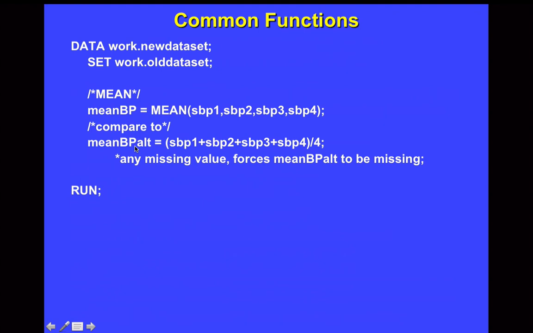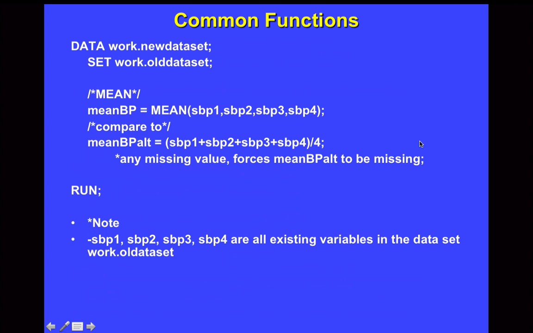In some situations that may be desired, and in other situations you might be happy if, as long as one of these variables has values, you want to get some sort of value for mean BP alt. In that context, then you would want to use the mean function up above, because the mean function will take the mean based on any values that are present in the argument specified, as long as at least one variable or one argument has a value. Okay. So you'll get different answers using these two different approaches, and it's based on the missingness patterns for the variables that serve as arguments to the function.